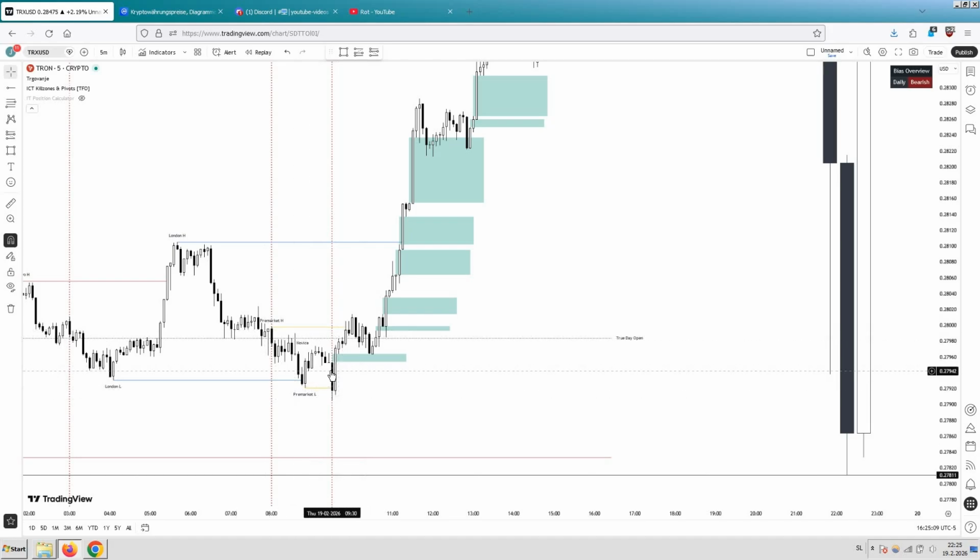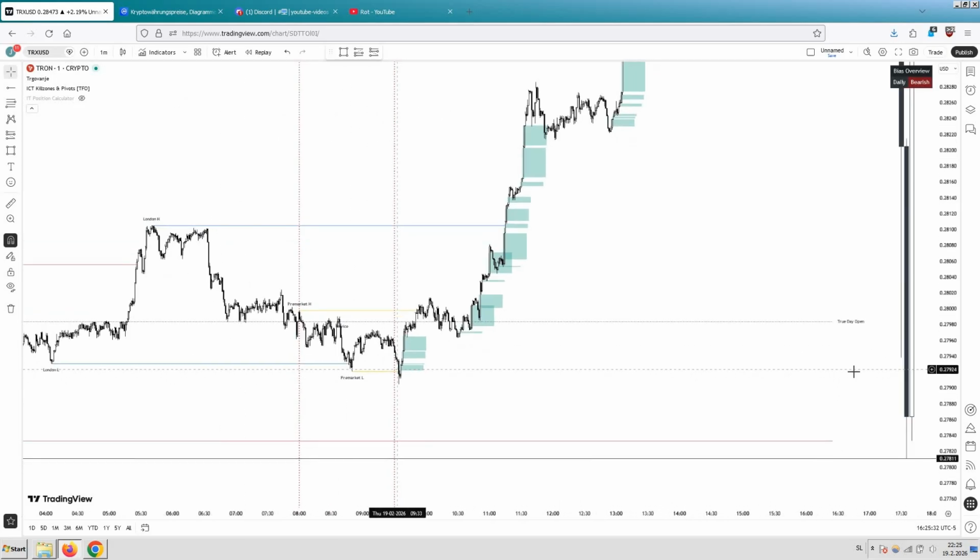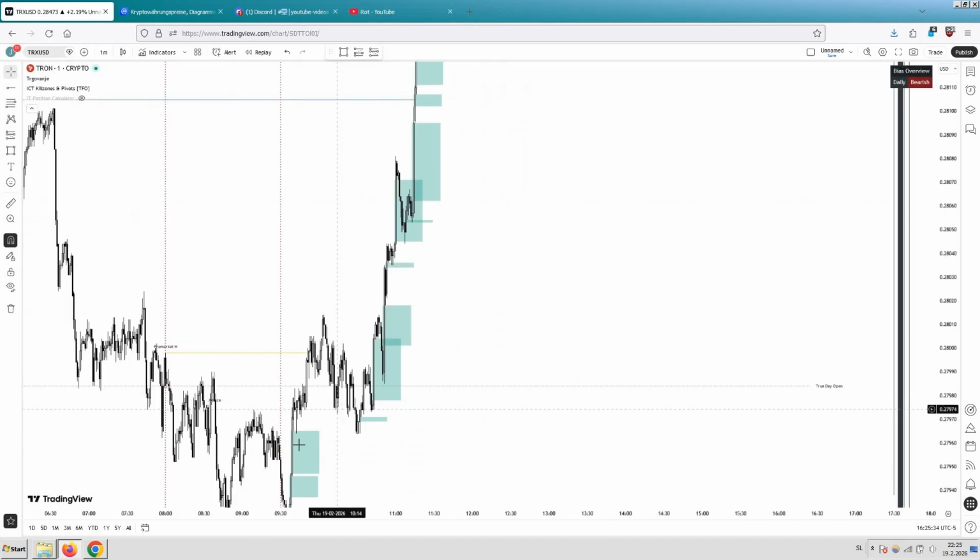I don't know what will happen, but what I'm looking for is a 1 minute liquidity sweep. I'm looking for a 1 minute inverse fair value gap and then a 1 minute break of structure. And then possibly price retracing back into a 1 minute order block or 1 minute equilibrium, okay? So let's go to 1 minute and let's take a look at what happened.